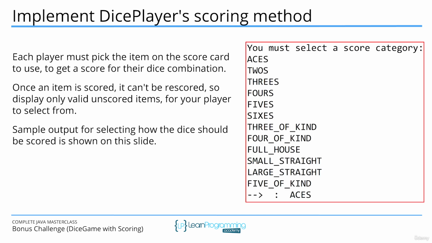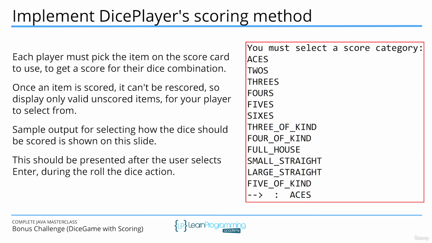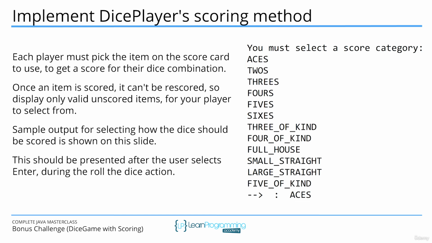Sample output for selecting how the dice should be scored is shown on this slide. This should be presented after the user selects enter during the roll the dice action. You can use the supplied enum to score the dice combinations based on the user's selected value or build your own mechanism.